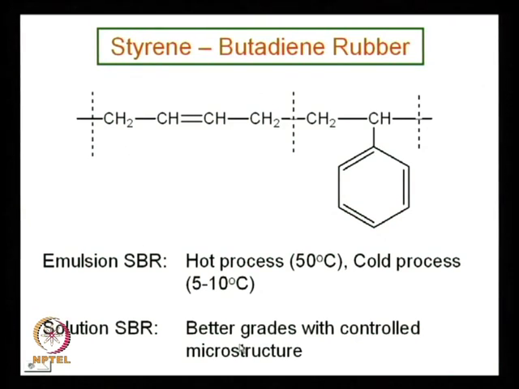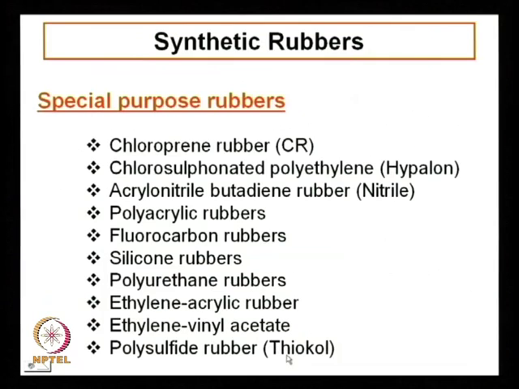Solution rubber means rubber produced by the solution polymerization technique. It gives better grades with controlled microstructure, where you can have better control on the microstructure. Whatever you want, you can have control and get that microstructure of the polymer.